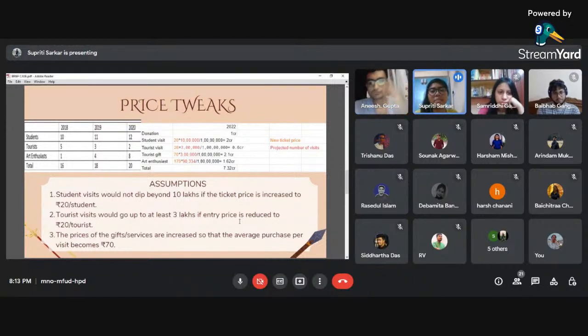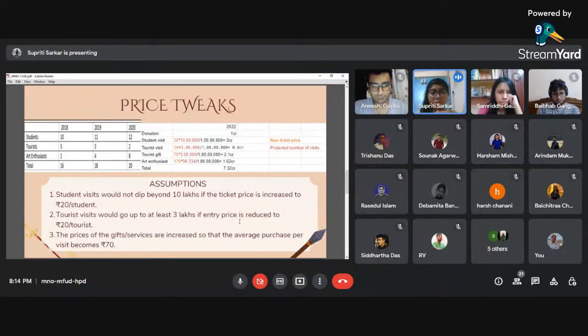So after tweaking the membership price, we realized that we could not break even the revenue. Therefore, we have made certain other price tweaks which could possibly help. First is that we realized that rupees 10 is a very minimal amount given how expensive Mumbai is, and therefore we have increased the ticket price for students to rupees 20 rather than 10. The number of students visiting year after year have increased. Even after doubling the price, we do not expect the numbers to go lesser than 10 lakhs. So 10 lakhs is the lowest number that can be achieved, according to us. And rupees 2 crores is the minimum revenue that the student visits could give us.